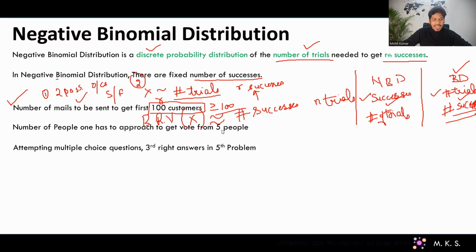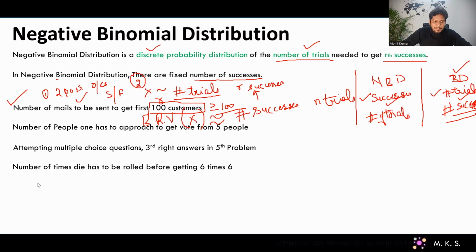Next example, attempting multiple choice questions, the third right answer in the 5th problem. So there are 5 problems, let's say, and in the 5th problem you get your third answer right. Every question is your trial, with possible outcomes correct or incorrect, right? Number of successes, as I mentioned, is 3, and then out of how many trials? So here we are trying to find the probability in 5 trials, right?